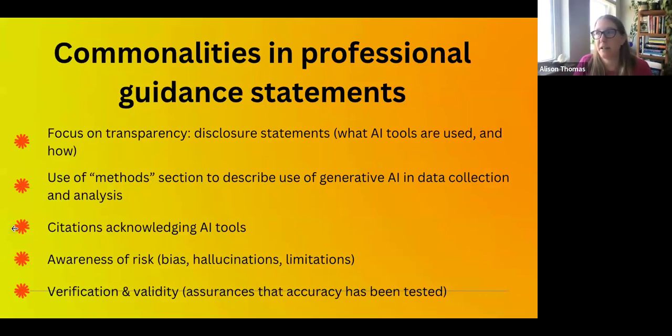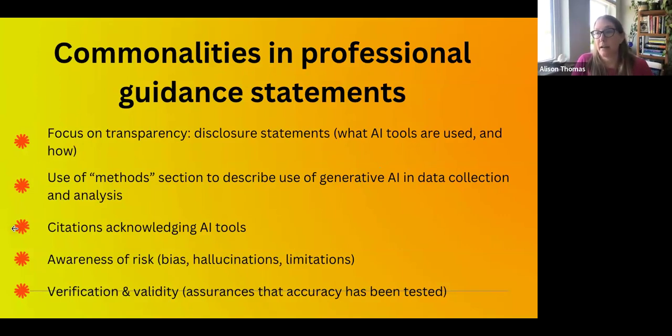I thought it was interesting to synthesize some of the things I saw in common. So I looked at a ton of professional guidance statements on the pages of journals in different disciplines, in professional organizations, scholarly organizations. These five were things that I saw in common between all of them. Really a focus on transparency. Some of them require disclosure statements, but all of them require in some way that authors are acknowledging what AI tools are used and how. All of them acknowledged the importance of risk that I mentioned: bias, hallucinations, limitations, et cetera.